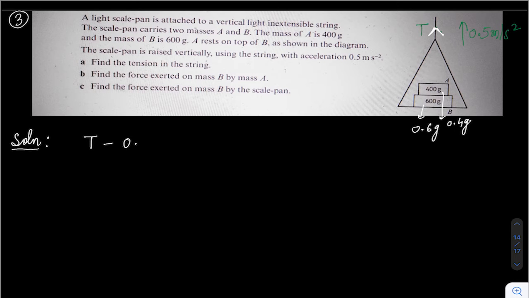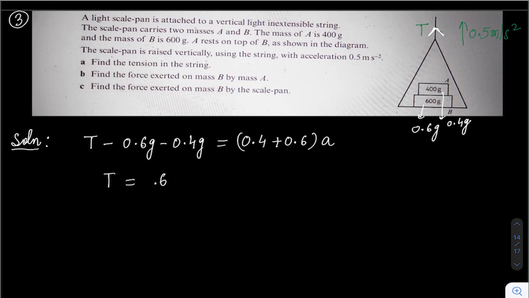So I can write tension minus 0.6 G minus 0.4 G is equal to total mass into acceleration. So total mass is 0.4 plus 0.6 because it's given in grams, so you have to convert first into SI units, that is kilograms. Net mass into acceleration A. So what I am getting here, tension is equal to, now acceleration is given as 0.5. So let's substitute the values.